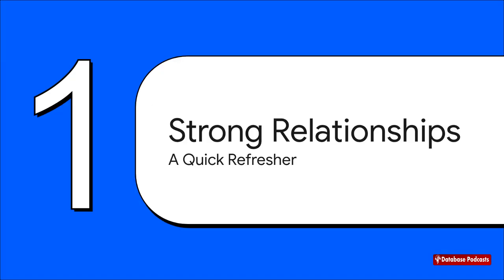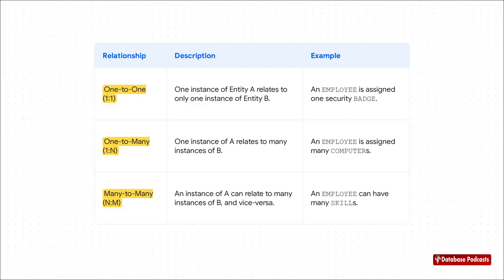Okay, first up, let's just do a quick refresher on the absolute basics, strong relationships. These are the fundamental building blocks of pretty much any data model you're ever going to build. You've got your one-to-one, your one-to-many, and of course, many-to-many relationships. These are the core concepts, the foundation that we're about to build everything else on.